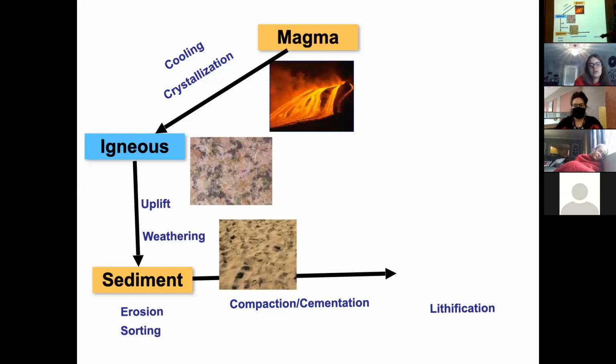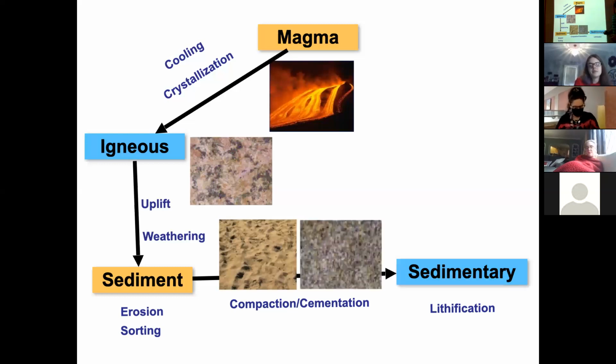So this is the process where it's no longer millions and millions of pieces of sediment. It's now one solid piece of sedimentary rock. It's gone from individual pieces to one piece, where it's cohesive. So it gives us sedimentary rock.